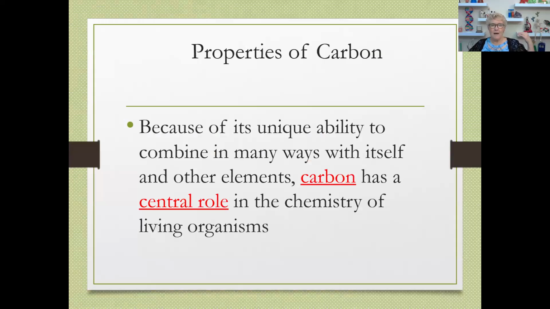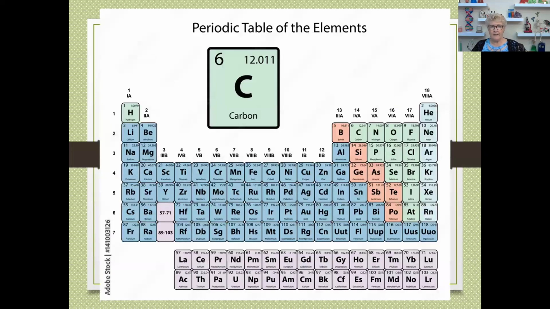Okay? Now let's talk about this amazing, amazing, amazing element called carbon. Because of its unique ability to combine in many ways, both with itself and with other elements, carbon has a central role in the chemistry of living organisms. So take a look there at the carbon on the periodic table. Look at the cell. What's the atomic number of carbon? Andre? 6. 6. What's its atomic mass? Aisha? 12.011. Yep, very good.